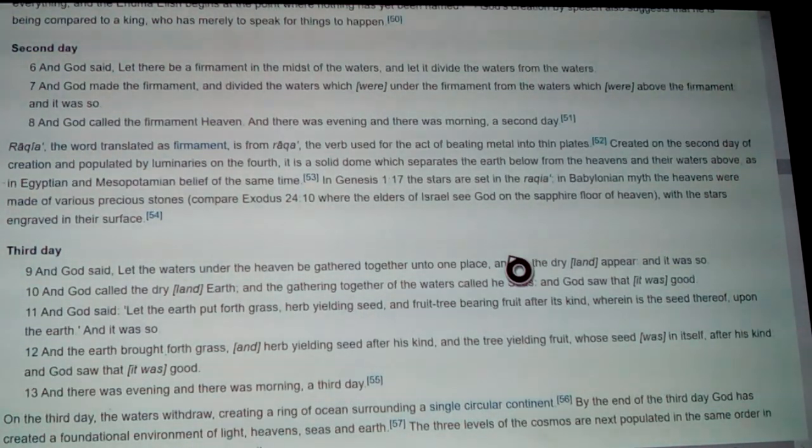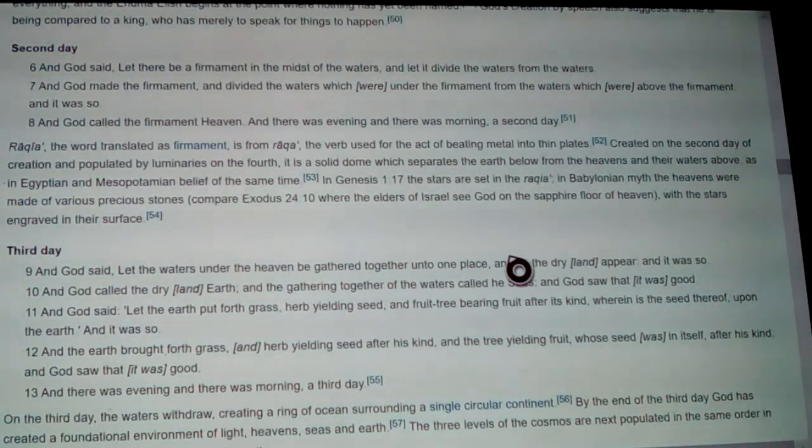You see? Now, raqia is the word translated as firmament, and it's from raqa, the verb used for the act of beating metal into thin plates. I like the Bara people in creation, where they're creating metal, creating thin plates. Created on the second day of creation and populated by luminaries on the fourth, right? So that's whenever they finally get the things going on. But yet, how are we having days? Well, God is the light, because Jesus is the sun. Well, Jesus is the sun God, so I guess so. But then what's this that creates the other?